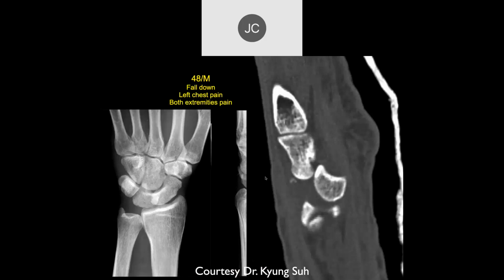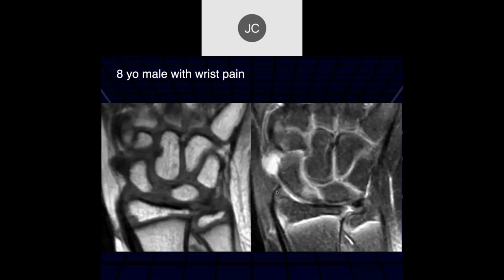A small fragment in addition to that. I'm not sure where that's coming from. So this is another lunate dislocation. Well, the capitate is pretty much collinear with the radius.